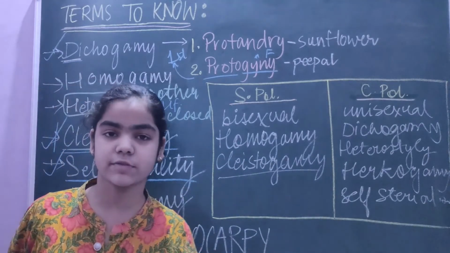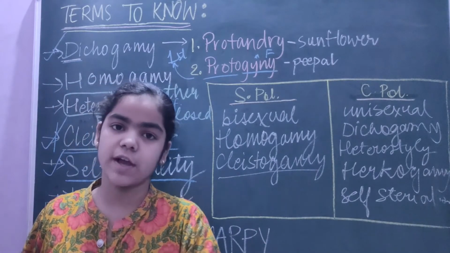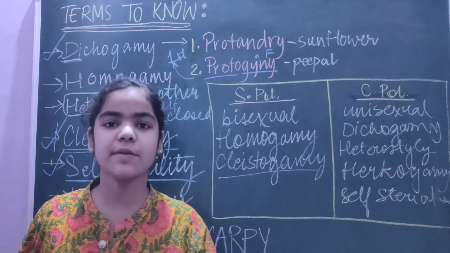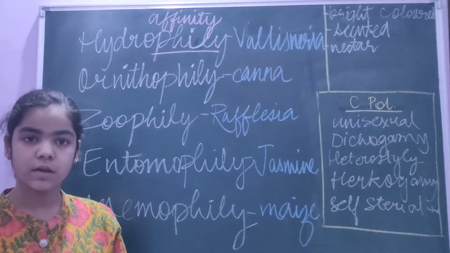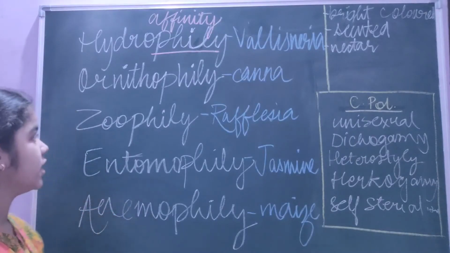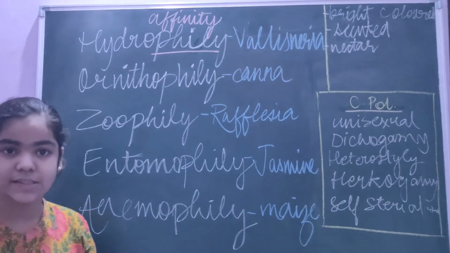If you do not remember any of the terms, you can go back in the video and learn it again, because I want you to learn accordingly. For cross-pollination, there are in fact 5 ways of pollination.